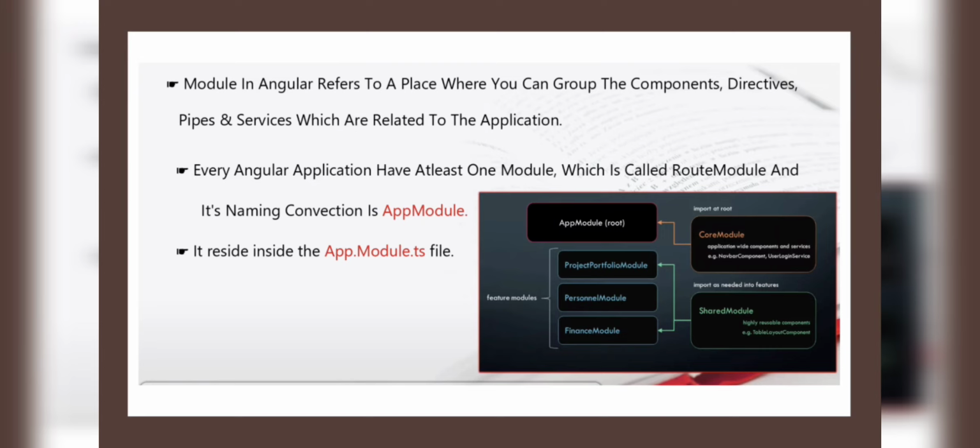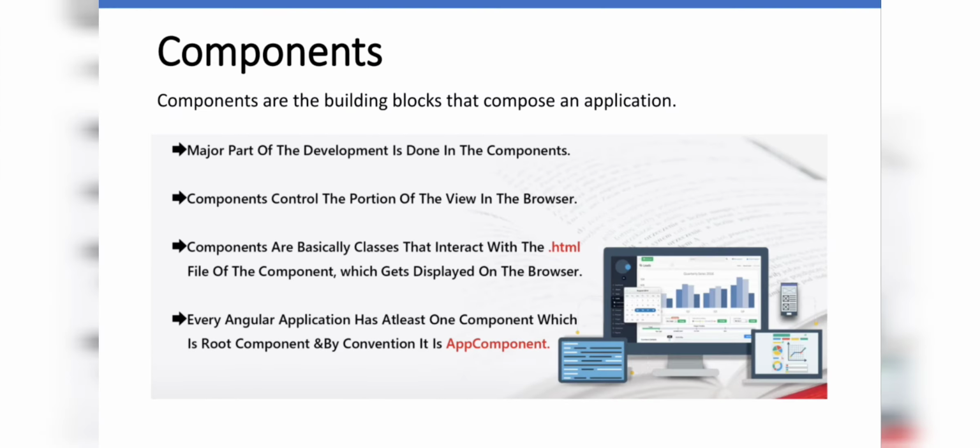In Angular, if we observe the file structure, there is one file inside the app, that is the app.module.ts file, in which we can store all the components, directives, pipes and services, and all the data will be stored in that. And now let's look at what this component is.